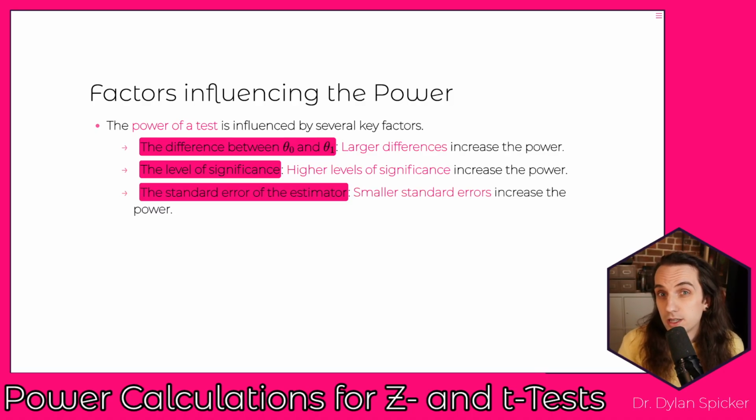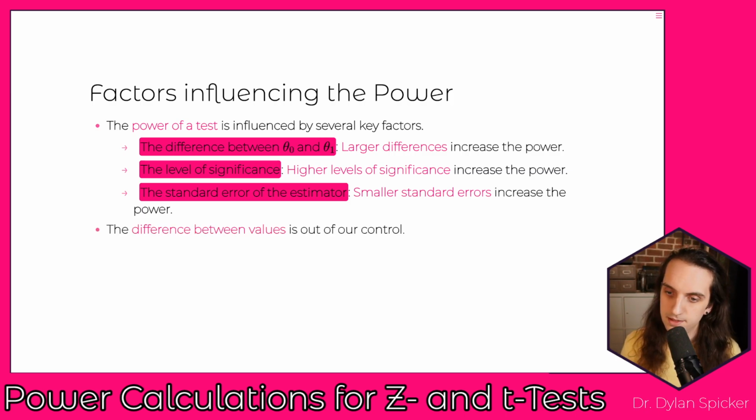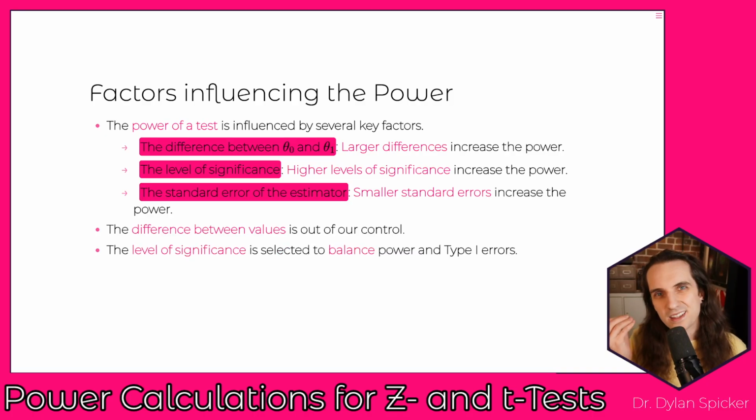We also can look at the standard error of the estimator. If your estimator has a smaller standard error, that's going to typically increase the power of the test. And so less variability is going to lead to more power. More variability is going to lead to less power. Now, if we're thinking through, well, what's in our control and what's not, the differences between values, as we were discussing, is not really in our control. The level of significance should be selected to balance out our power and our type 1 errors, right?